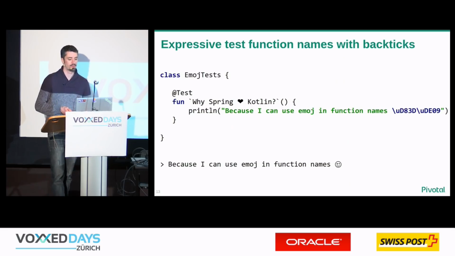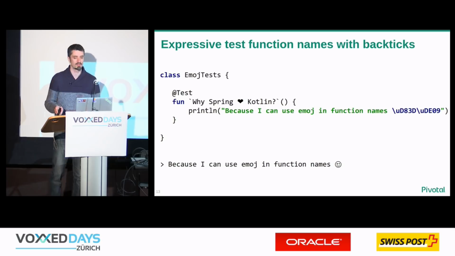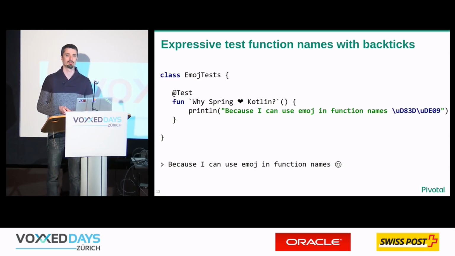That's just for fun, but you can use emoji in your test names, and globally you can use real sentences that provide a more meaningful test name than the usual camel case notation. When you use backticks, I usually use that for my tests, not so much for my production code, but for tests. I think that's quite useful.